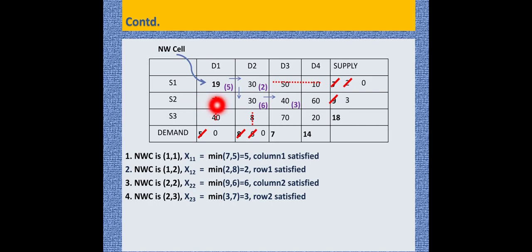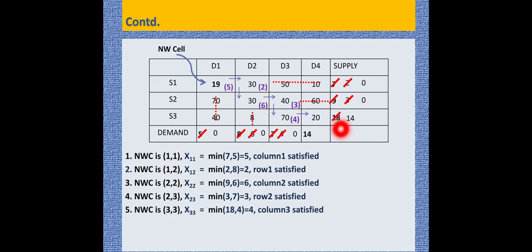So since it has been reduced from supply and demand, the supply will become 0, so it has been struck off. So the next northwest cell is this. 4 and 18 are compared, 4 is the minimum, so that will be allocated there, and that particular column will be struck off. So here 18 minus 4 is 14. So the next northwest corner here is 14 and 14, so that will be allocated there. So now all the allocation has been made as supply and demand is 0.